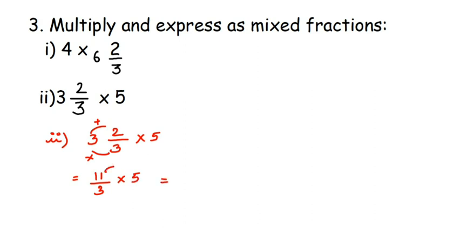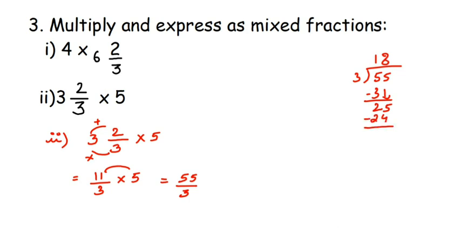So 11 fives are 55. So 55 upon 3. So we have to convert this into a mixed fraction, because 55 upon 3 is an improper fraction. So again you can divide 55 by 3. So 3 ones are 3, 2 is the remainder, drop this 5. So 3 eights are 24. So we got 1 as a remainder.